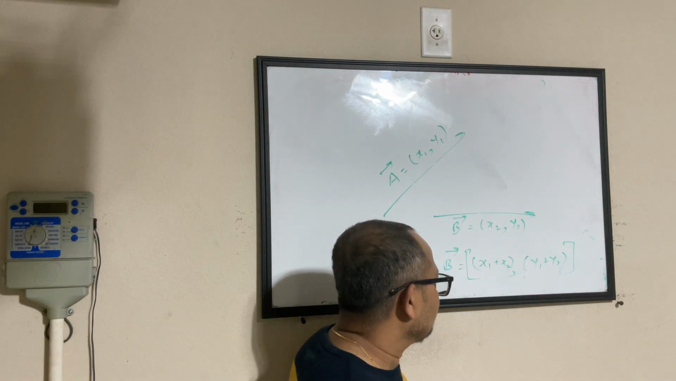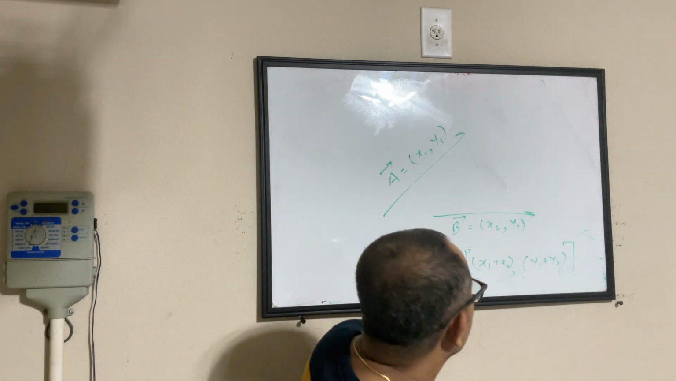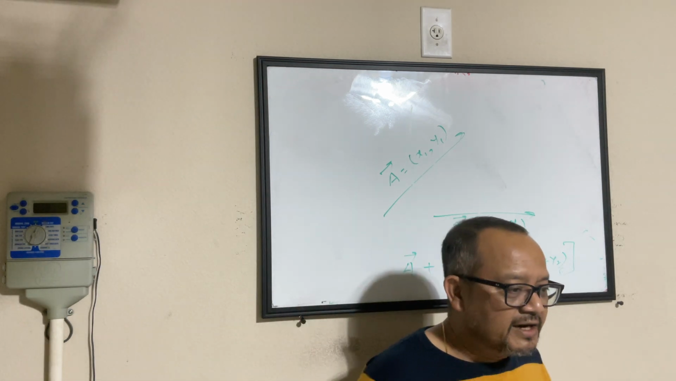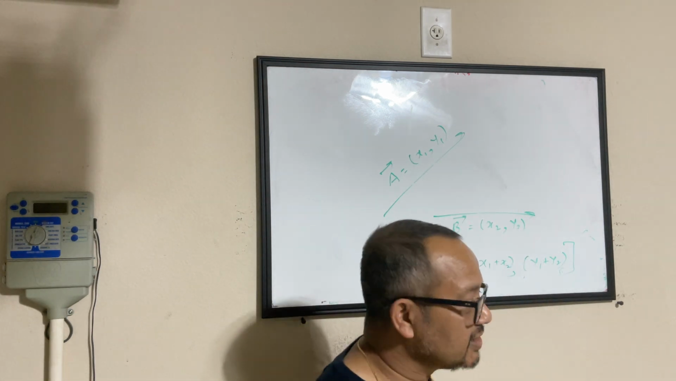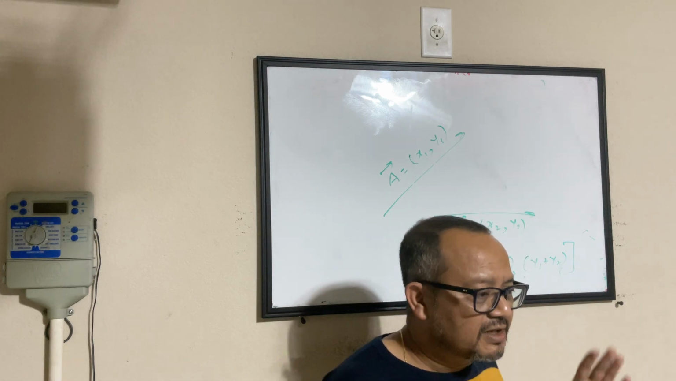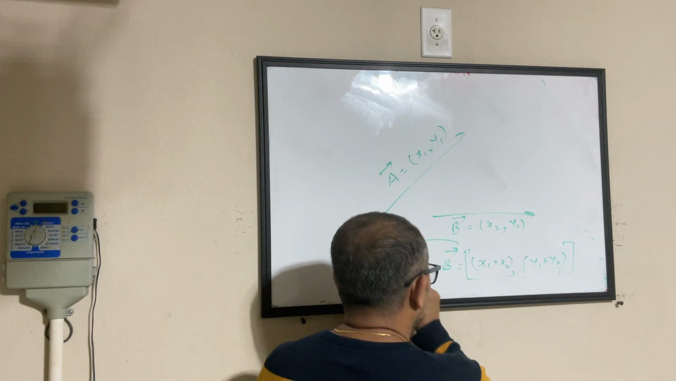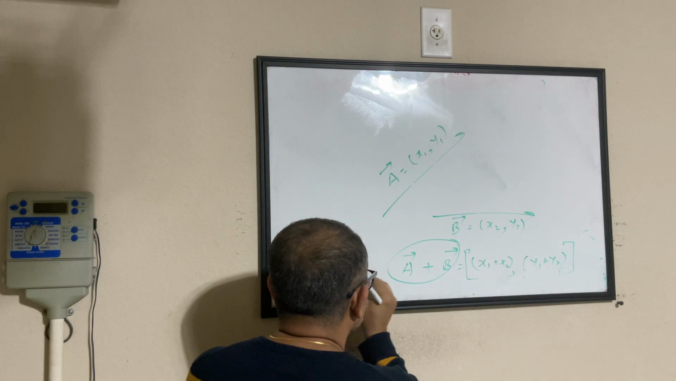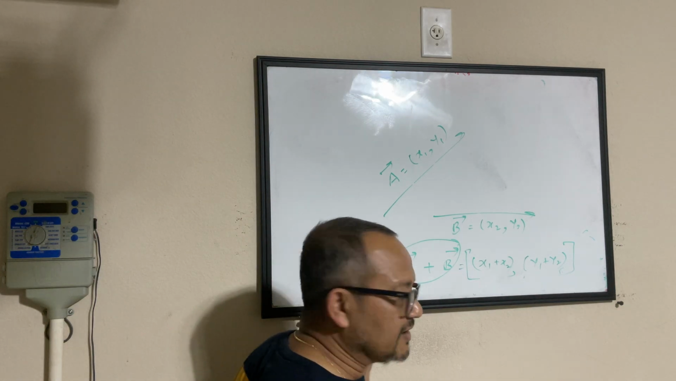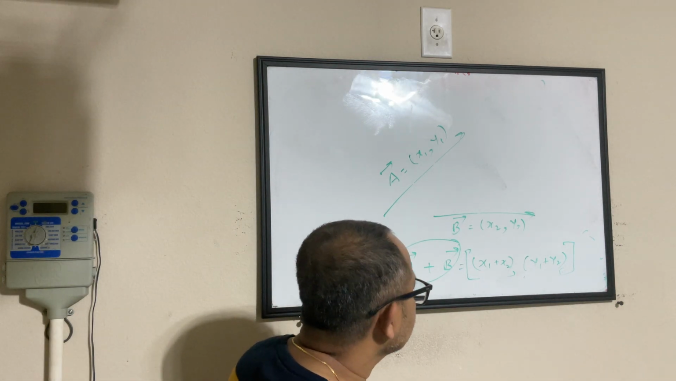Okay, so coming back to the point. Now, I said that if you have two vectors to add, you will add the x components together, you will add the y components together. That becomes your resulting vector. A plus B, let's say if this becomes C, a third vector, it will become something like this.